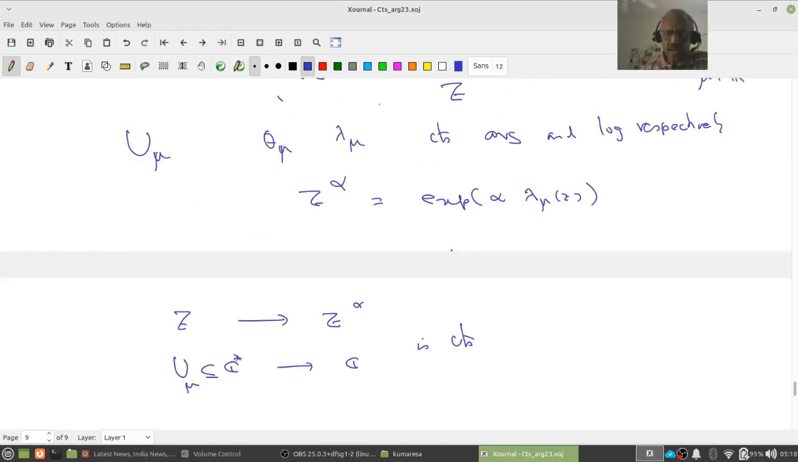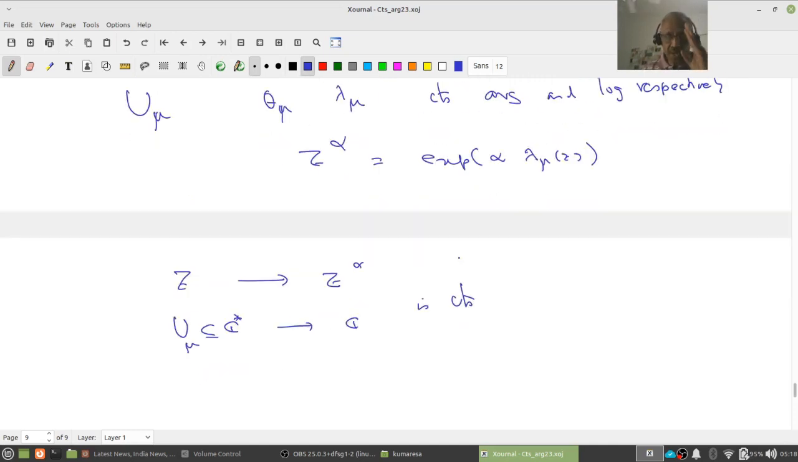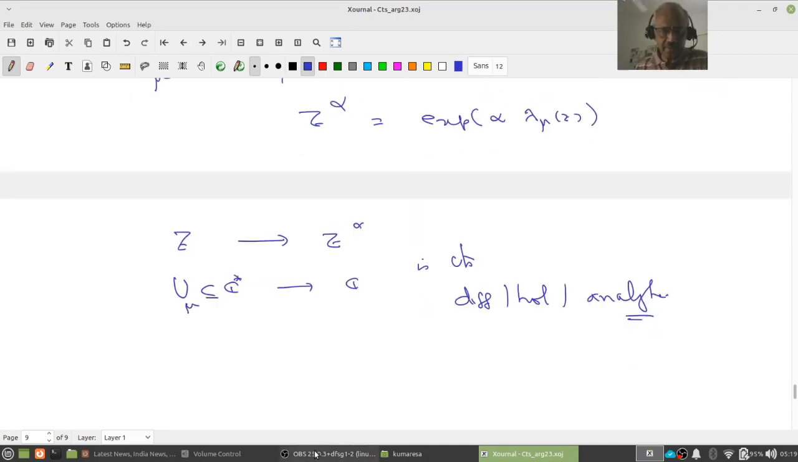And if you believe any continuous logarithm is holomorphic, or differentiable, or analytic, then you can see z going to lambda mu of z is analytic, multiplication by the constant alpha is analytic, and the exponential function is analytic, therefore the composite will also be differentiable. Okay, so this is the way we have.